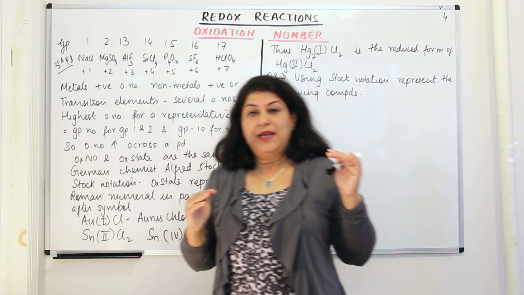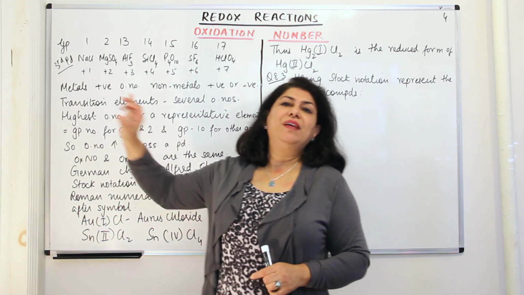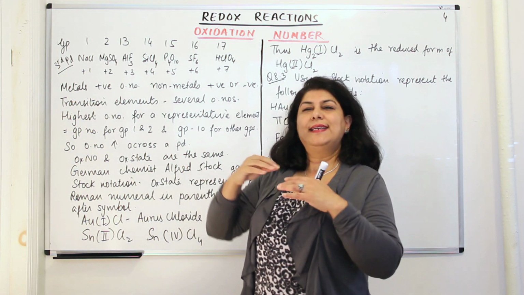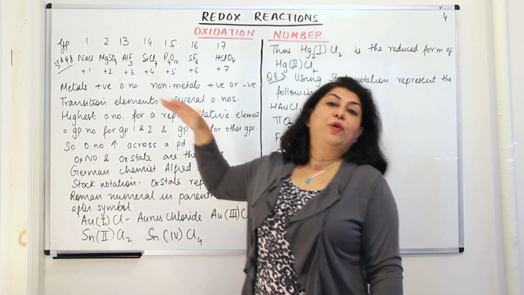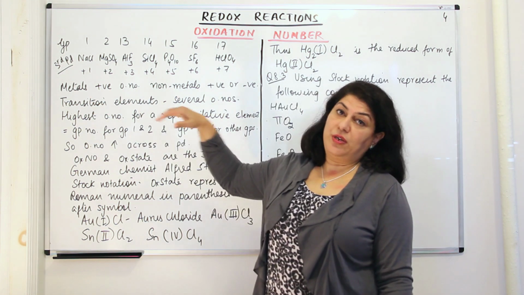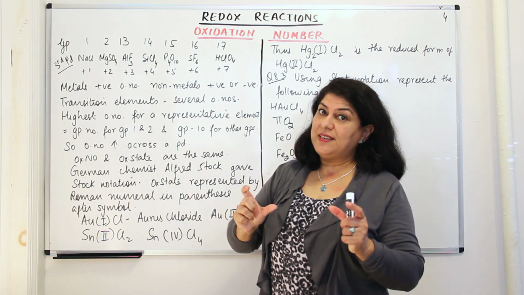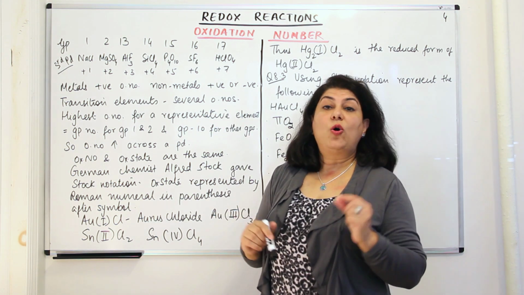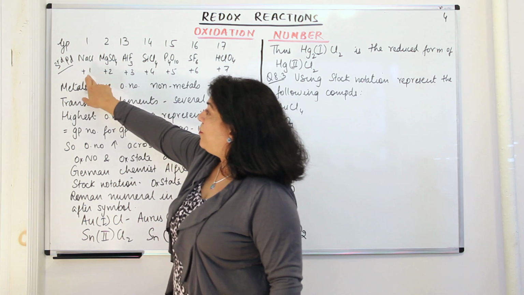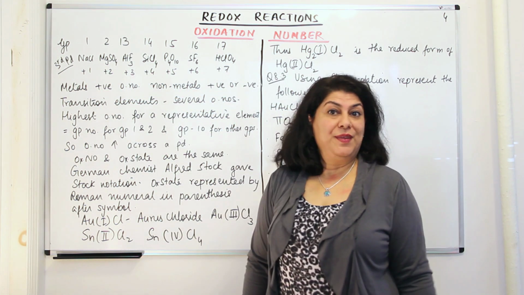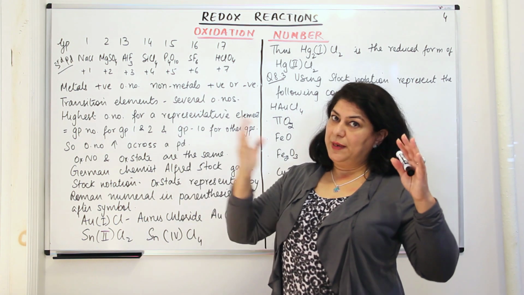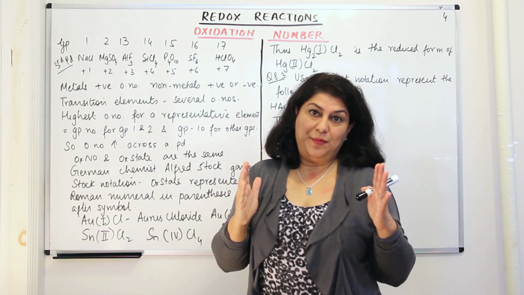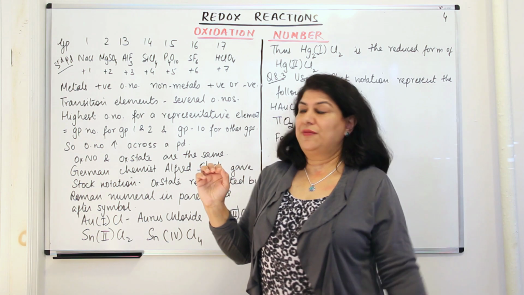So, having understood that, is there a trend when we go across the periodic table? Do we see a trend in oxidation number? Yes, we do. As we move from left to right across the periodic table, if you use the representative elements, we find that the oxidation number increases from +1 to +7. The representative elements are all the elements except the transition elements.